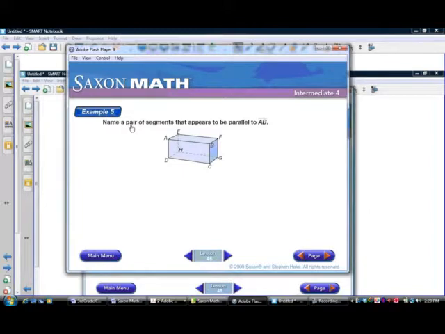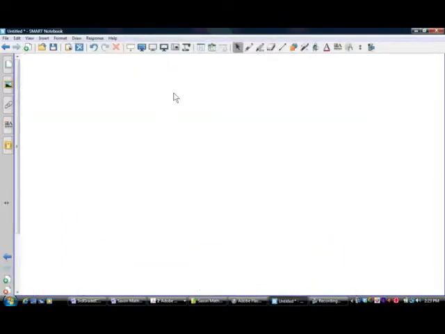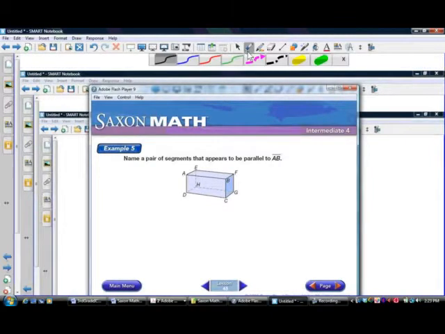Okay, name another pair of segments that appears to be parallel to AB. So let me take a picture of this one. And we are looking for a line segment that is parallel to AB. So this one right here. That's as close as I can get to tracing a straight line with this pen. Okay. And remember, parallel means they're like train tracks right together. And I see that this one could, and also that this one could. But let's do this one first.